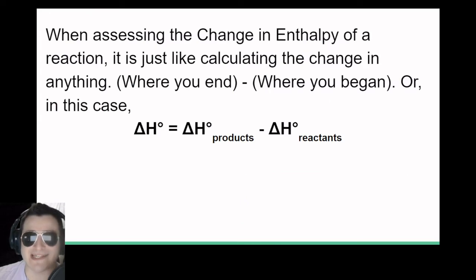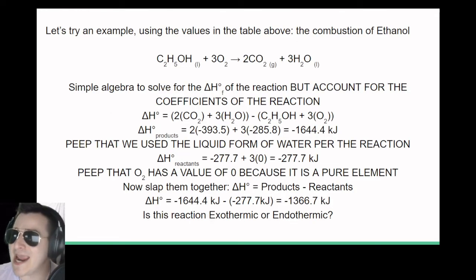Let's get into assessing the change in enthalpy of a reaction. Well, change in anything is always where you ended minus where you started. That's logical, right? Change in anything has always been that. And so when I'm asked to find the delta H of an overall reaction, all I do is I find the total energy released by the products minus the energy that was required to break the reactants. Because that's what we're doing. We're making the right, we're breaking the left. So let's get into an example, shall we?